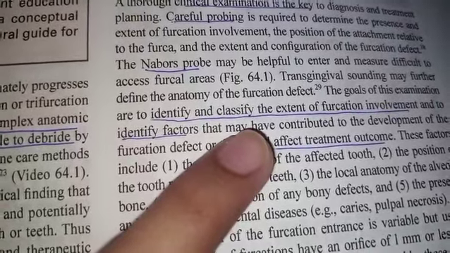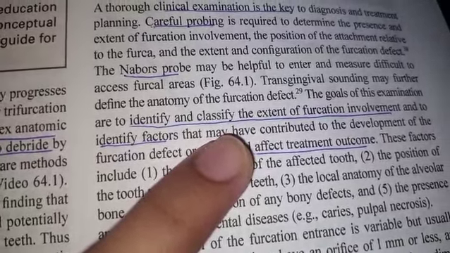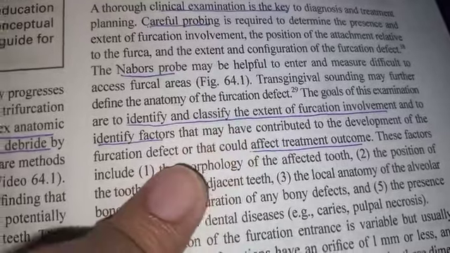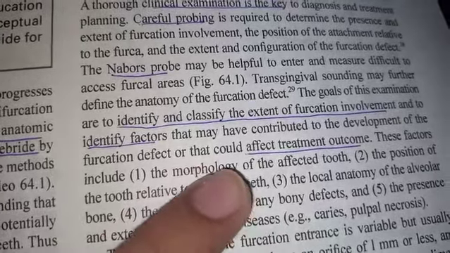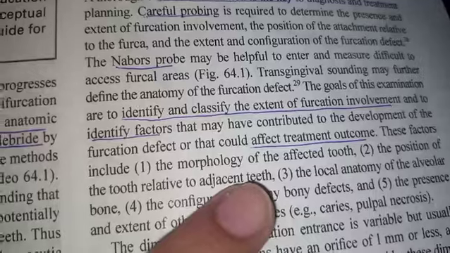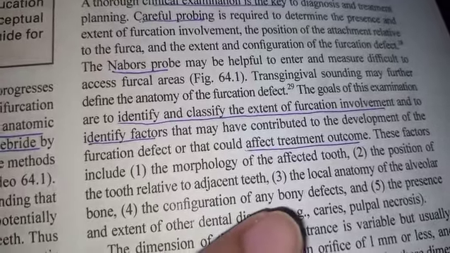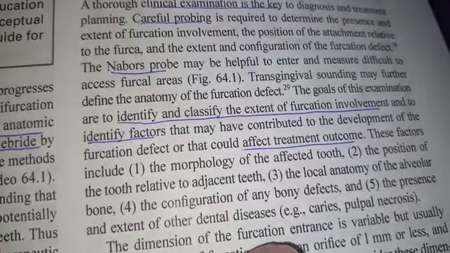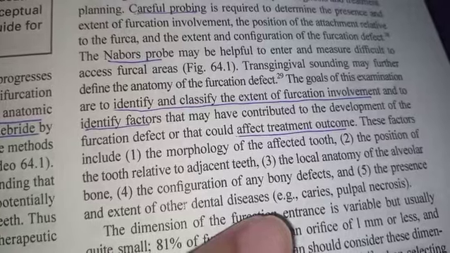The goal of this examination is, first, to identify whether it is a furcation involvement or not. Second, classify: you have to determine which class of furcation is involved. Then identify the factors that have contributed to the development of the furcation defect, because these factors affect the treatment outcome. What are the factors? Morphology, the position of the tooth relative to adjacent teeth, the local anatomy of the alveolar mucosa, the configuration of bony defects like one-wall, two-wall, or three-wall defects, and the presence and extent of other dental diseases, like caries, pulpitis, and pulpal necrosis.